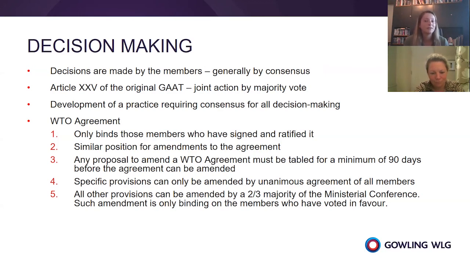However, such amendment is only binding on the members who have voted in favour, but this is subject to an exception in Article 10.5, whereby the Ministerial Conference can decide by a 3/4 majority that an amendment is of such a nature that any member which has not accepted it within a period specified by the Ministerial Conference is free to withdraw from the WTO, or it may remain a member with the consent of the Ministerial Conference.